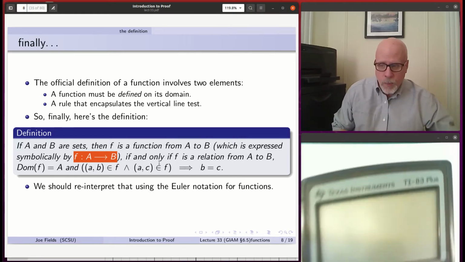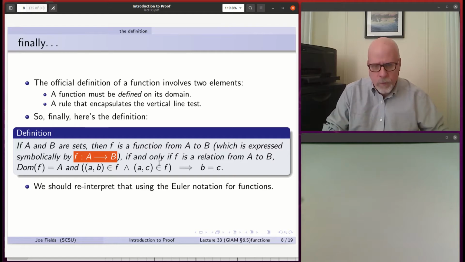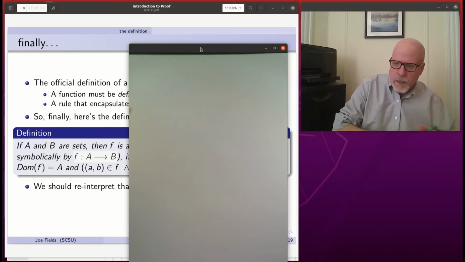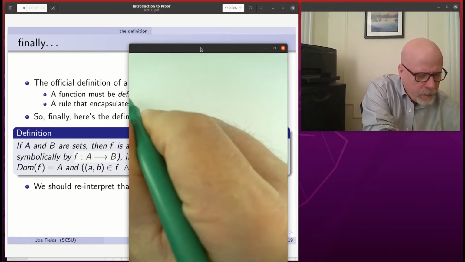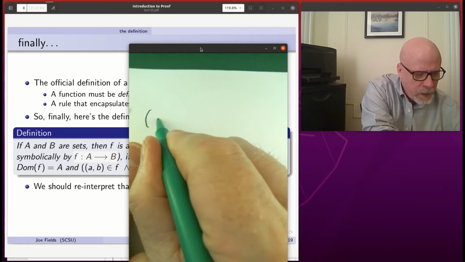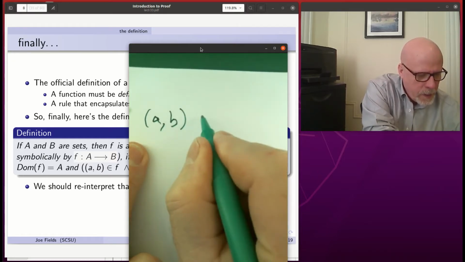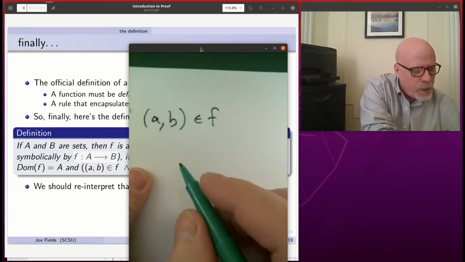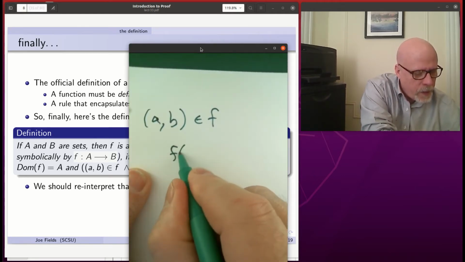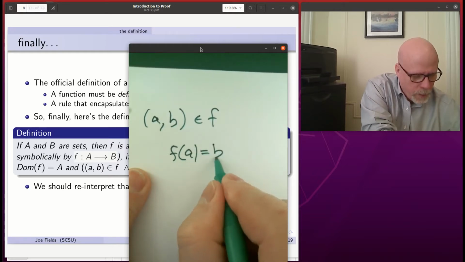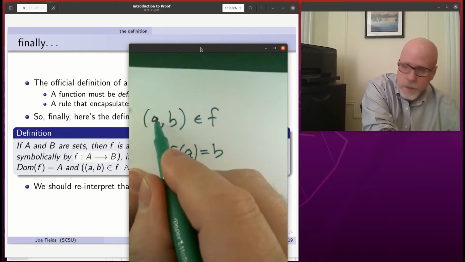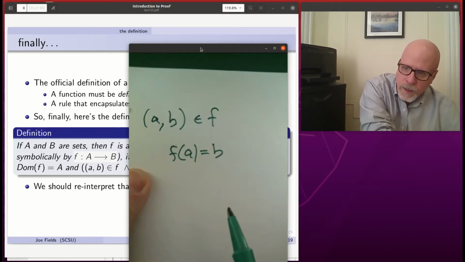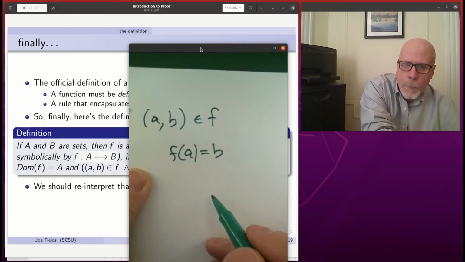I should reinterpret that using the Euler notation for functions. What was that thing? It said (A, B) is in F. So if the pair A comma B is in the function, or is in the relation that the function is, well, that's the same as saying that F of A equals B. Right? A is the input side, B is the output side, and this is what we're more used to. A is the input that gets sent to B by the function.